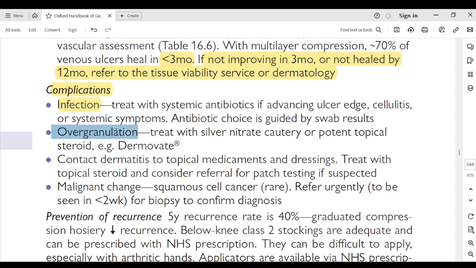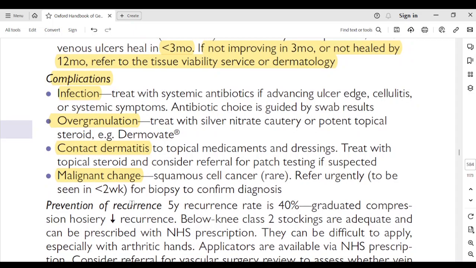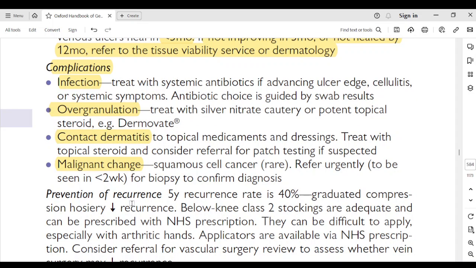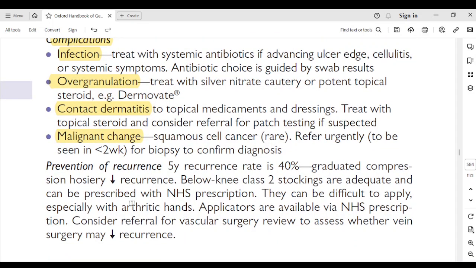Overgranulation: treat with silver nitrate cautery or a potent topical steroid, for example Dermovate. Contact dermatitis: due to topical medicaments and dressings. Treat with topical steroid and consider referral for patch testing if suspected. Malignant change: squamous cell carcinoma, very rare. Refer urgently to be seen within 2 weeks for biopsy to confirm the diagnosis.